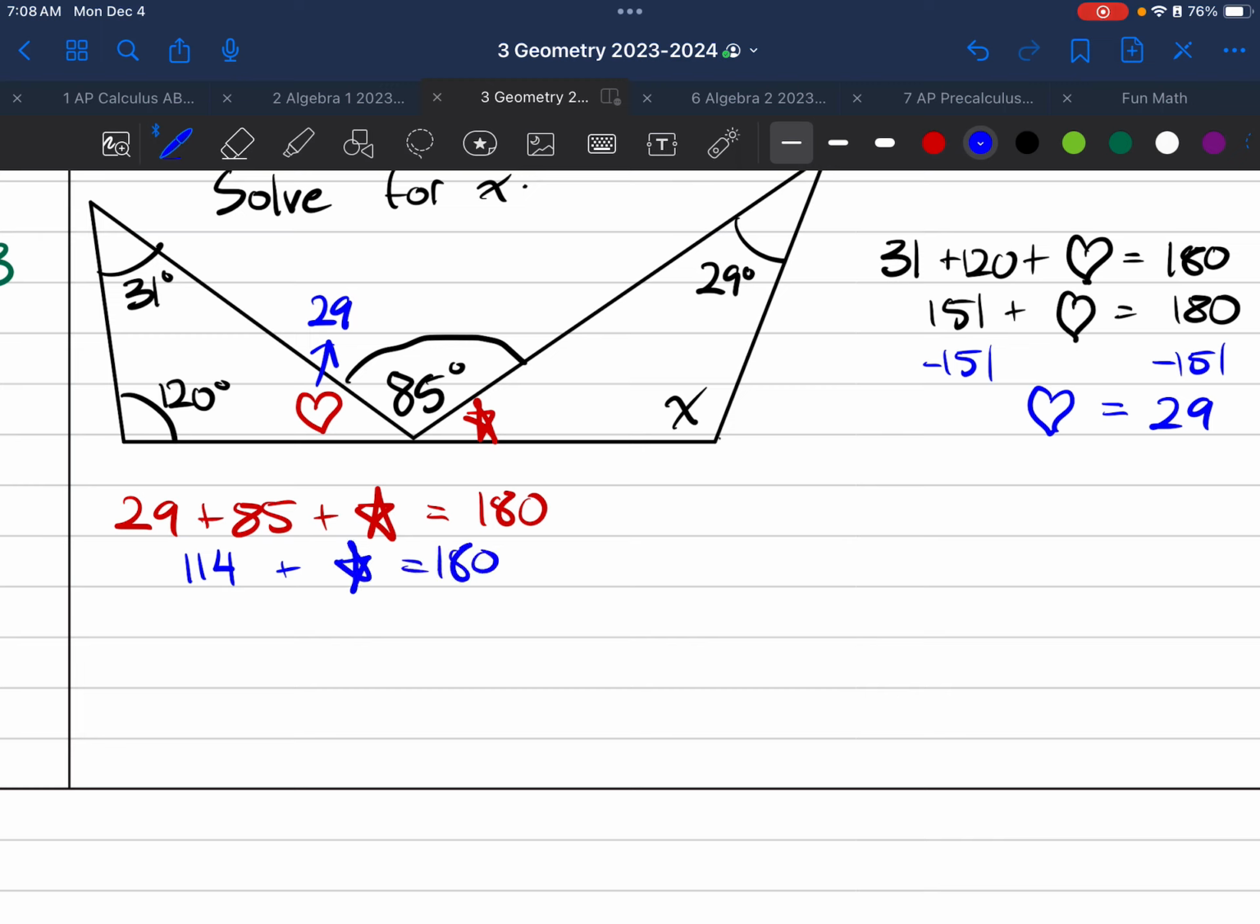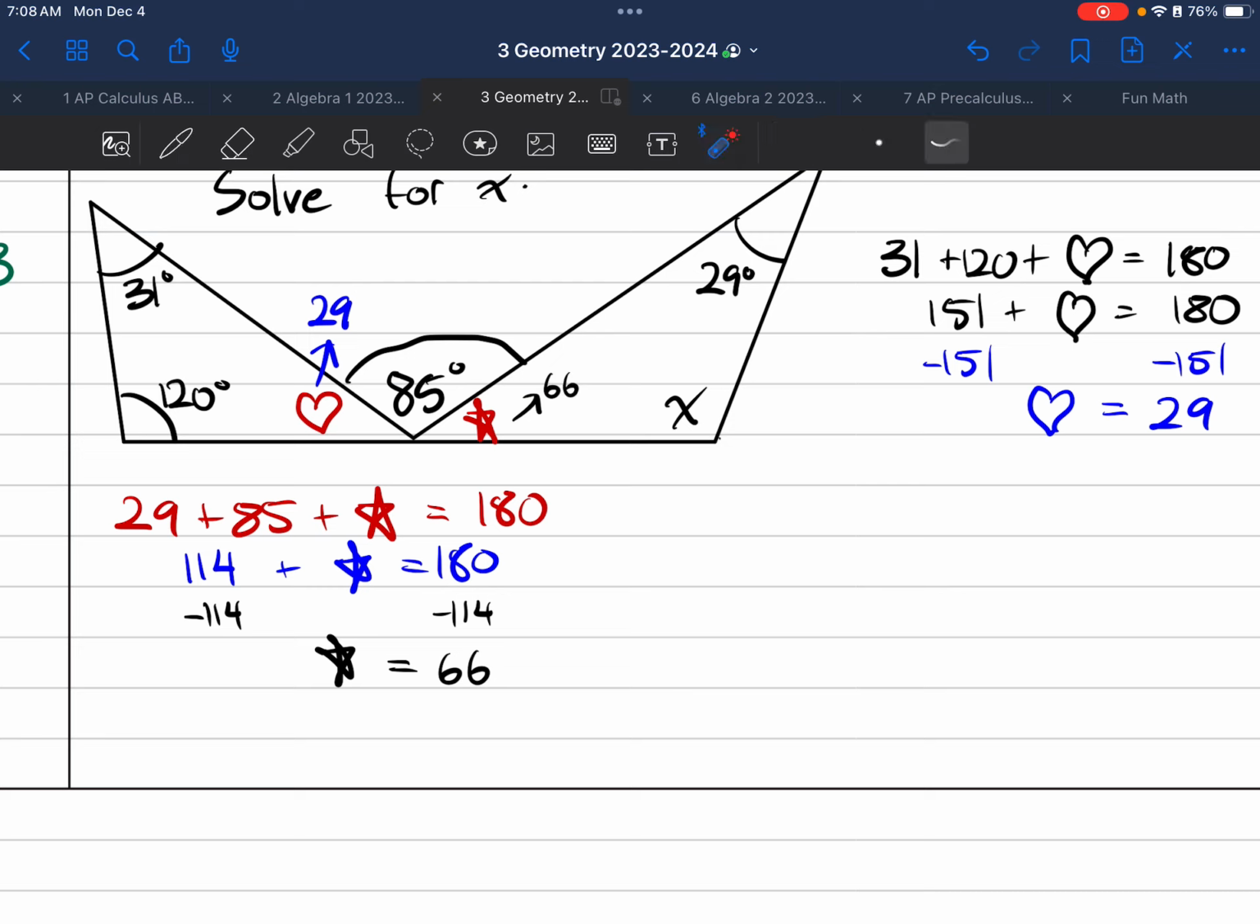It's early in the morning, so I'm going to check my math. 85 plus 29 on my calculator. I know what I'm doing. 114. And then finally, I'm going to subtract 114 from both sides. I'm going to get star by itself, equal to 66. Okay, so star is 66.